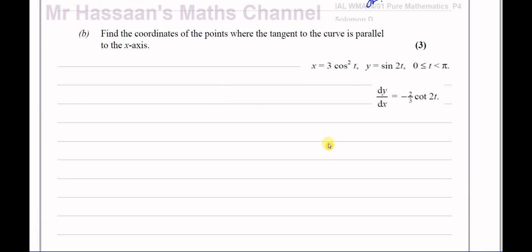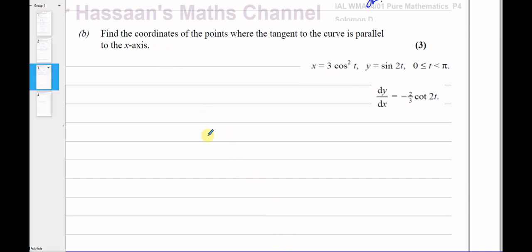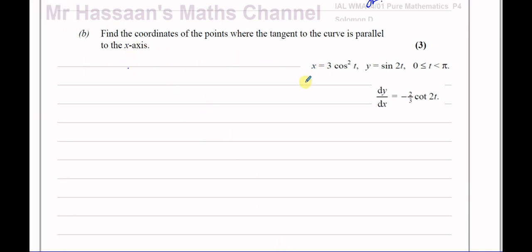Now it says, find the coordinates of the points where the tangent to the curve is parallel to the x-axis. So now what we need to do here is find what is called the gradient. When it's parallel to the x-axis, we know the x-axis is basically the horizontal axis. This is the y-axis and this is the x-axis. So if something's parallel to the x-axis, that means its gradient is equal to 0.